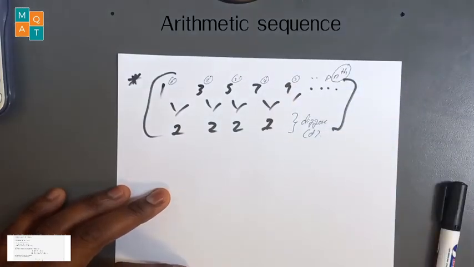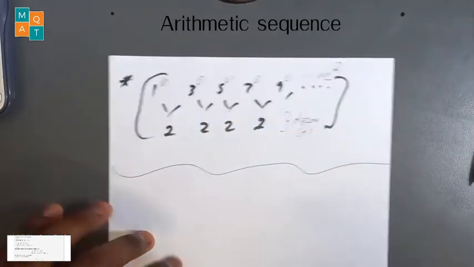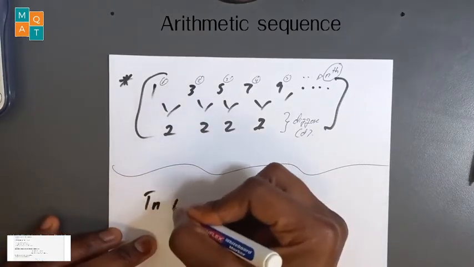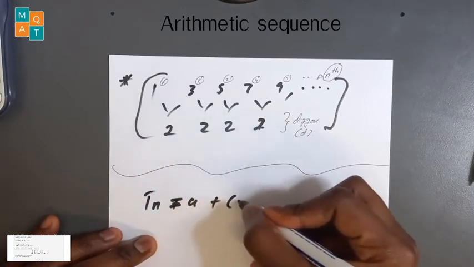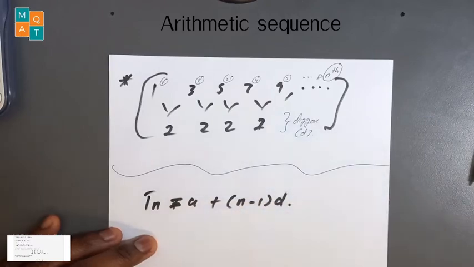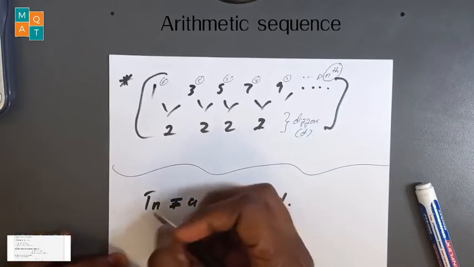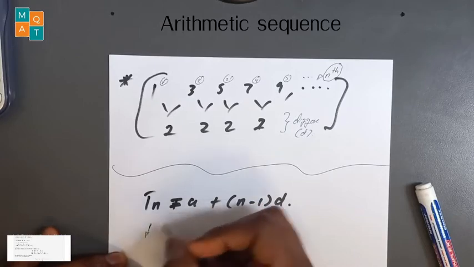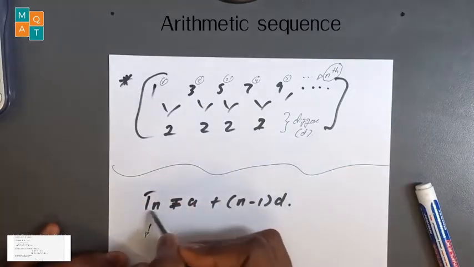Okay, now let's describe this in terms of an equation. The equation for an arithmetic sequence is Tn equals A plus (n minus 1) D. Now let me describe this equation. This Tn means some term. The T means term, and the n means some term number. This n can be replaced by 1, 2, 3, 4, 5.